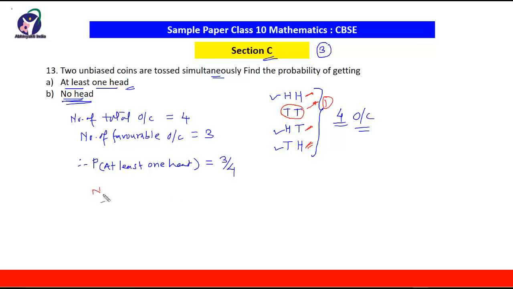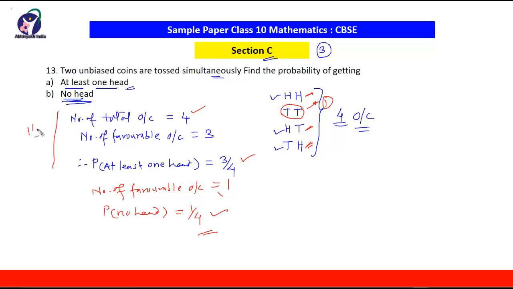So the number of favorable outcomes will be equal to 1, and the total outcomes will be 4, and therefore probability of getting no head will be equal to 1 by 4, favorable outcomes divided by total outcomes. So the first answer will be 3 by 4 and the second answer will be 1 by 4. So this will have 1.5 mark and this will have 1.5 mark.